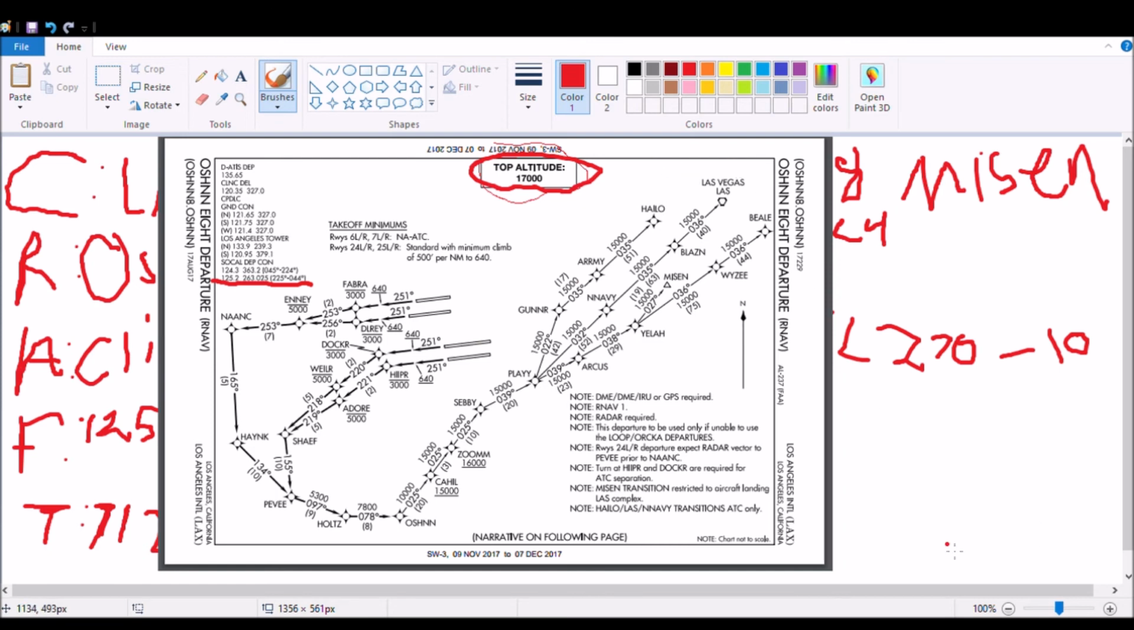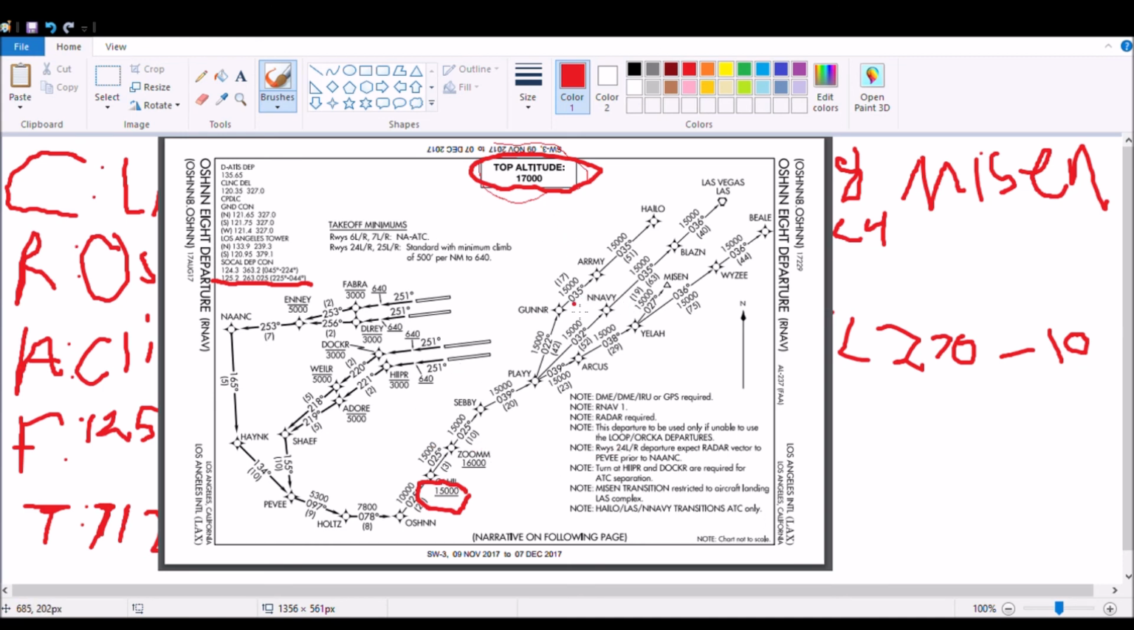They could also say climb via the SID, except maintain 15,000. So you'd climb all the way up the SID, maintain at or below 3,000 at Delta, etc., but you would stop your climb at 15,000. If you're at CAHILL at 15,000, you couldn't be above. You just stop your climb there.